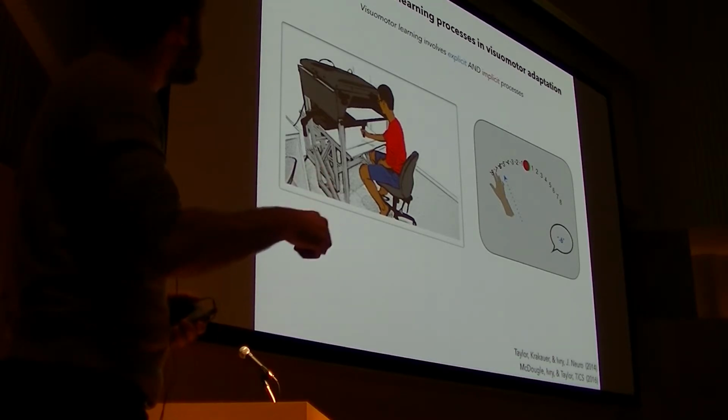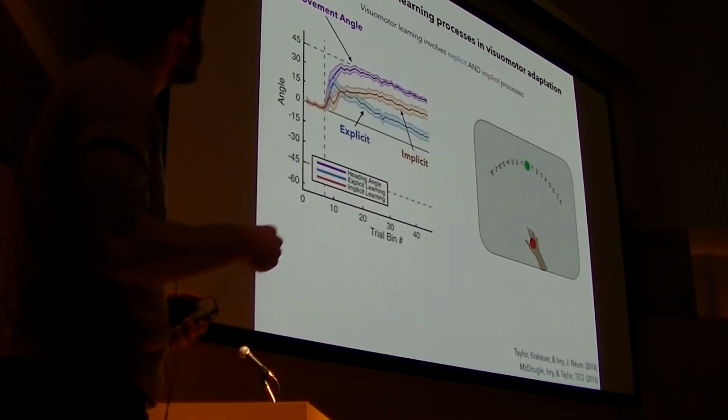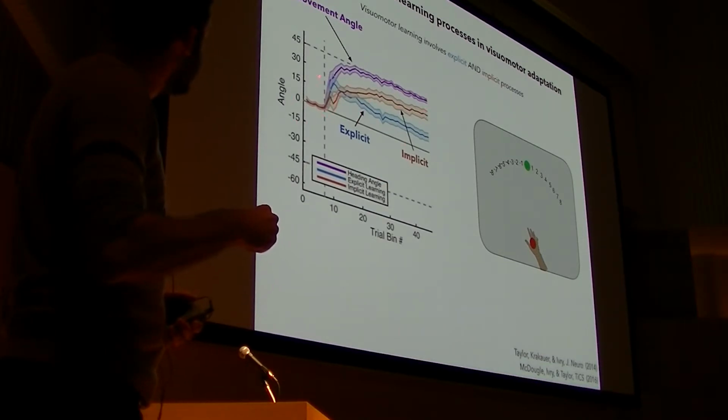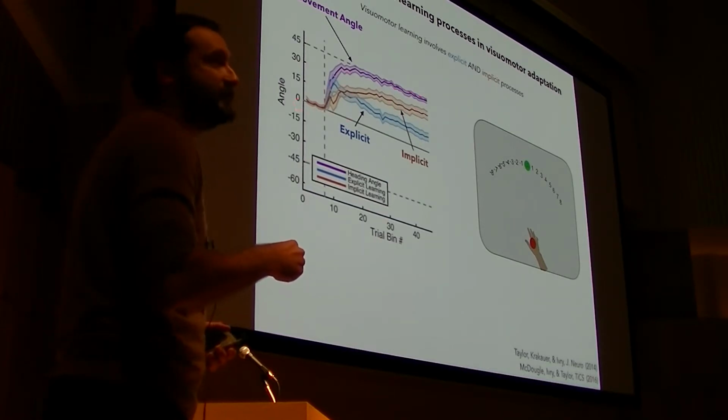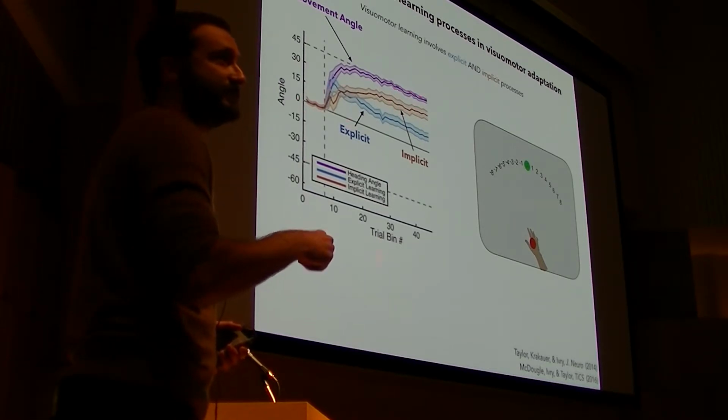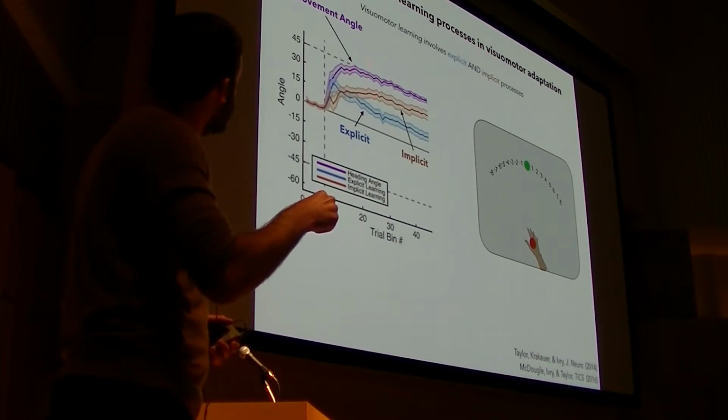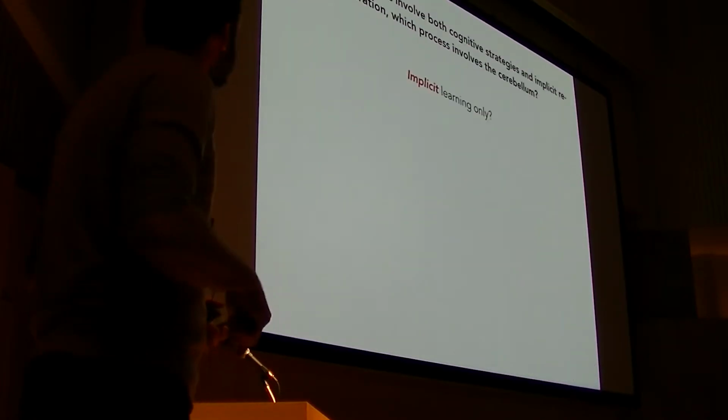Okay, so we can dissociate these two qualitative learning processes into, again for simplicity, what I'll call implicit adaptation and explicit action selection. And these will sum up to the actual observed behavior, the observed movement. So you can just subtract this blue one from this purple one and get this red one.